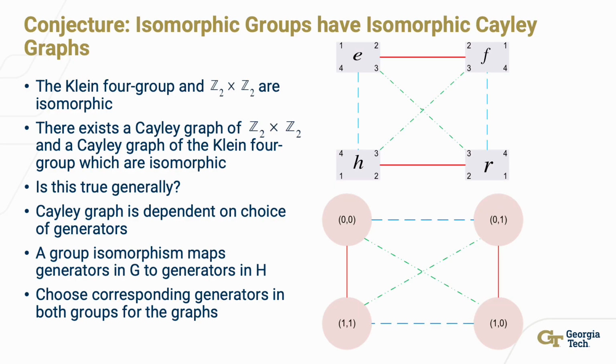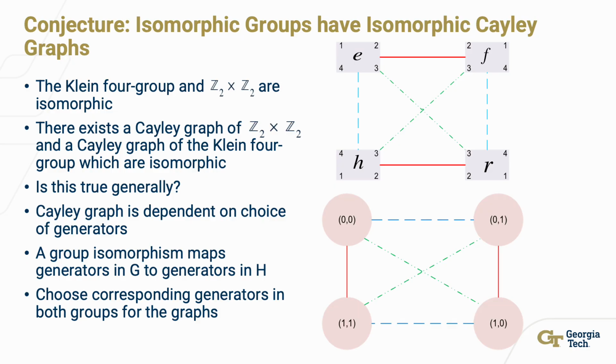And clearly we see that there exists a Cayley graph of Z2 cross Z2 and a Cayley graph of the Klein-4 group, which are graph isomorphic to each other. They're here on the screen. But is this true generally? Yes, and we'll go on to prove that in a moment.